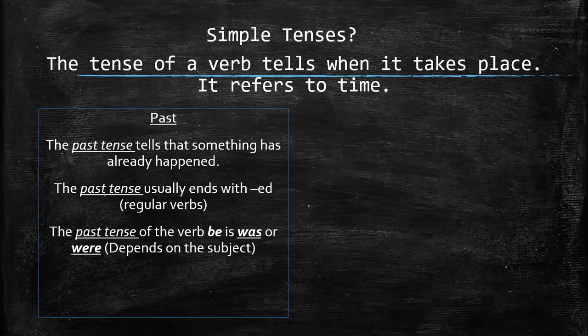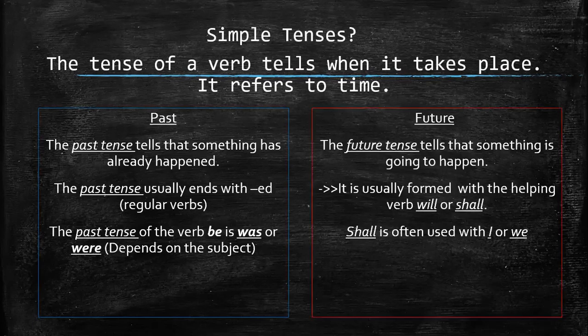Okay. So the past tense of the verb be is was or were, and that depends on the subject. So if the subject is singular, let's say that the subject is he, we say he was, okay? And if the subject is plural, let's say they, then we would say they were, okay?